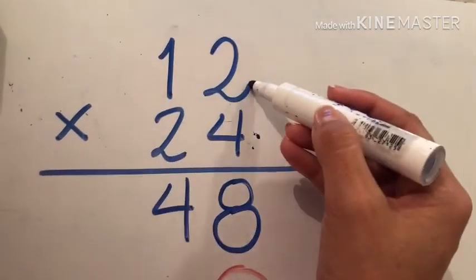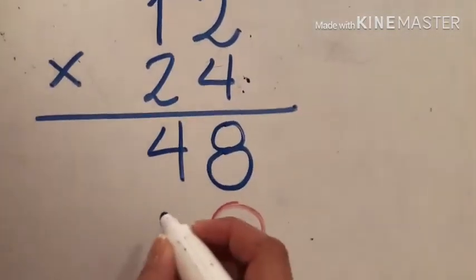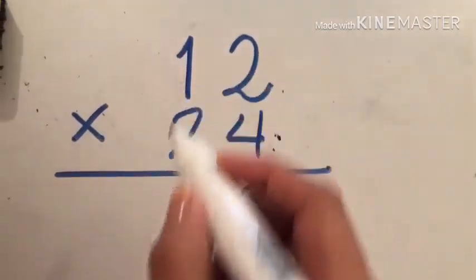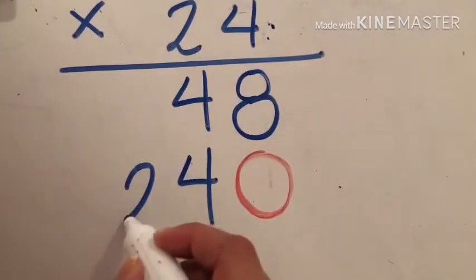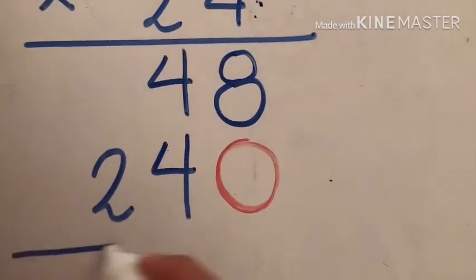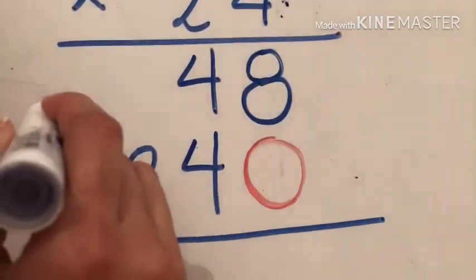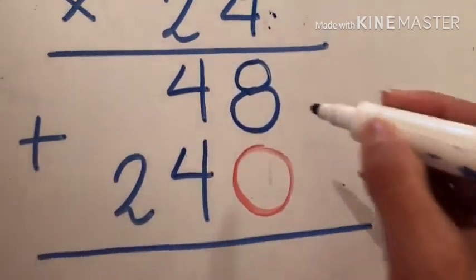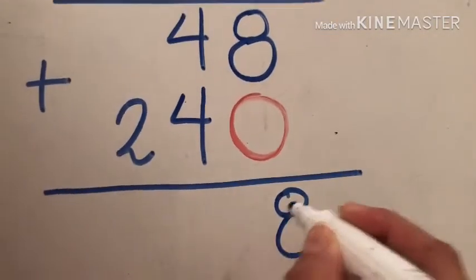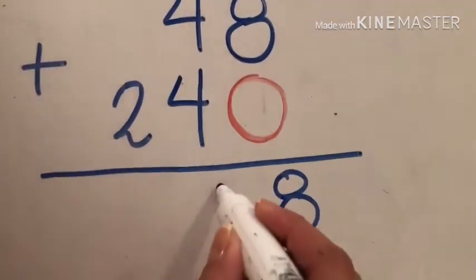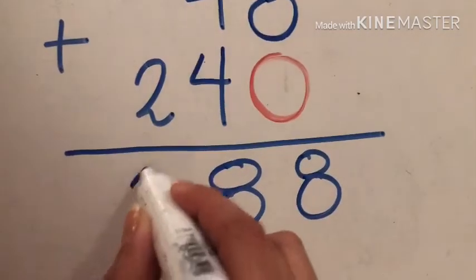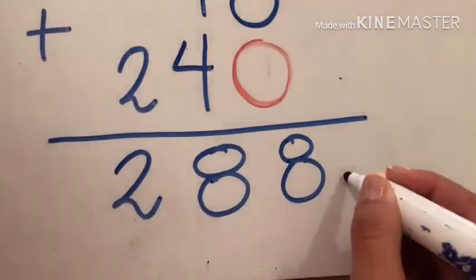2 times 2, which is my first digit, it's 4. And 2 times 1 is 2. What do I do with the numbers that I get here? I have to add it up. So 8 plus 0, 8. 4 plus 4, 8. And I bring down my 2. And that will be my total answer.